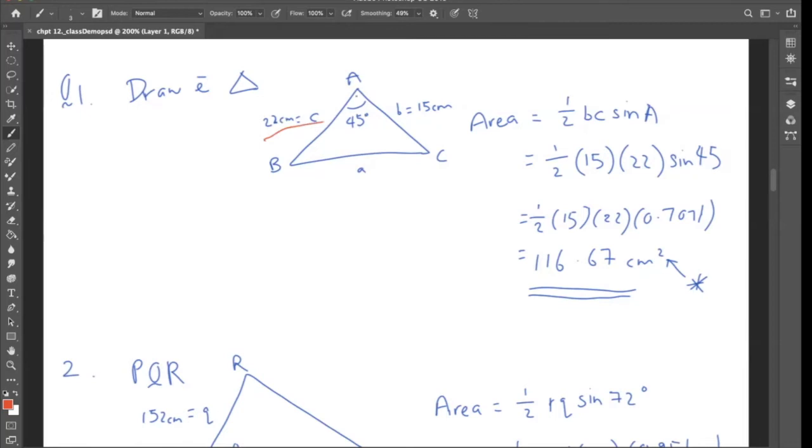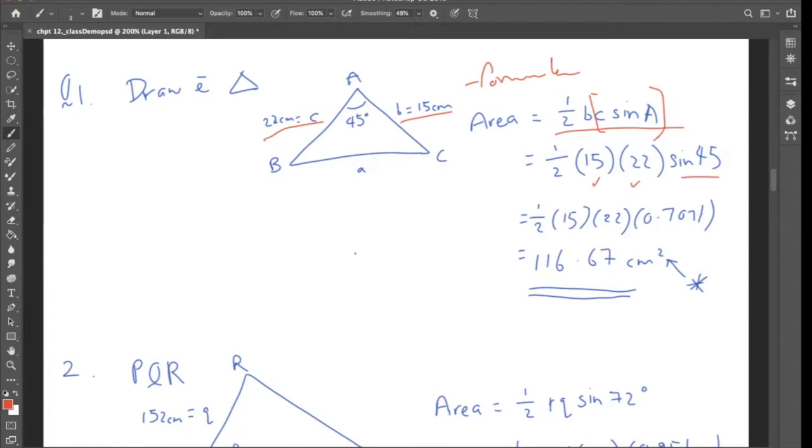So I know 45 degrees is angle A, then B is 15 centimeters. So when I have one angle and 2 sides, what do I think about first? The formula, right? So half base height, then this is the height, C sine A. So we plug in the figures: 15, 22, sine 45. Do you get this, Sydney? 116.67 centimeters square. Yep, correct.